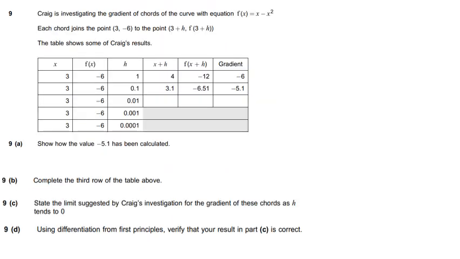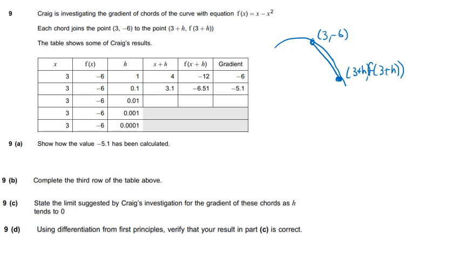Okay, so the next one is about drawing chords on graphs to approximate gradients. So we've got some quadratic here, x minus x squared. Looks something like this. And we've got 2 points, 3 and minus 6. We're told each chord joins the point 3, minus 6, let's just say it's there, just for the sake of argument, with some other point. Okay, and this other point is 3 plus h and f of 3 plus h. So that's what we're thinking about here.